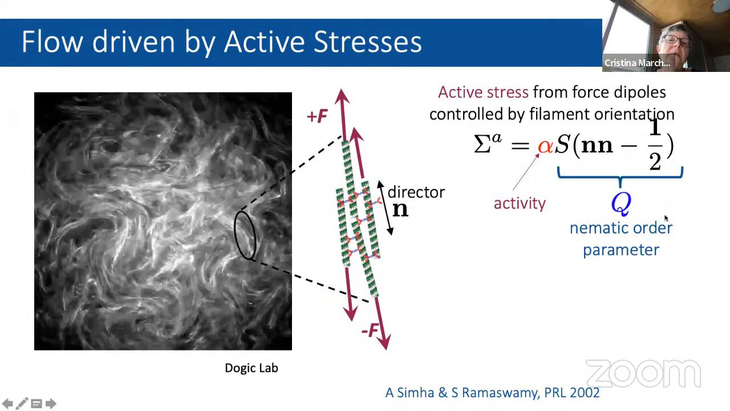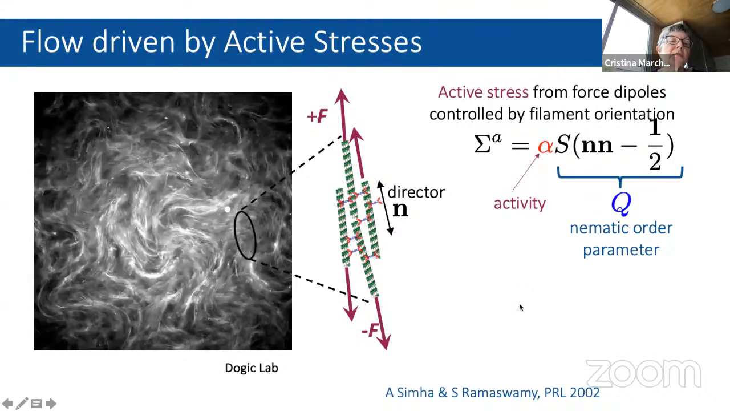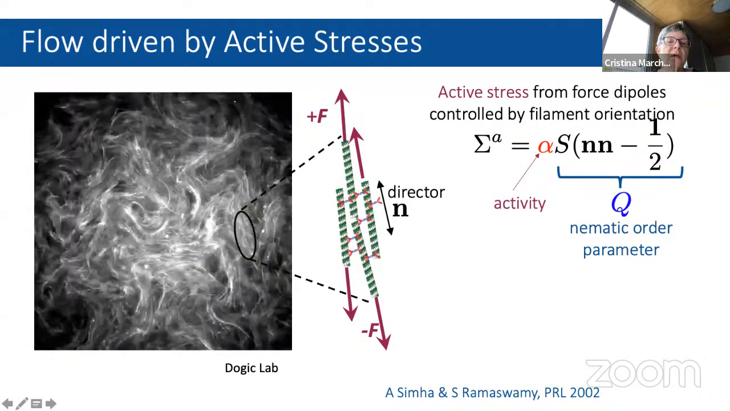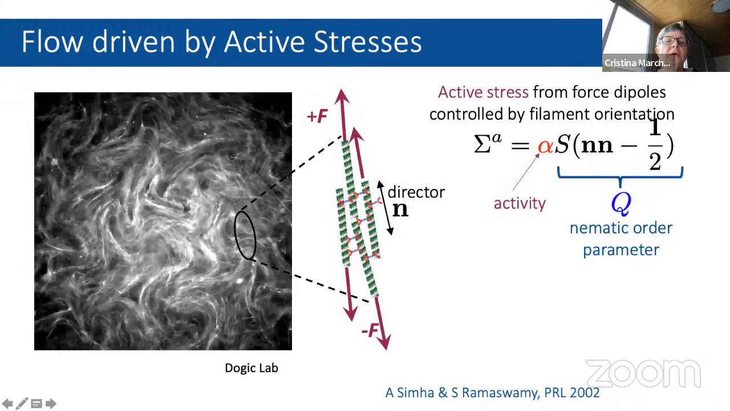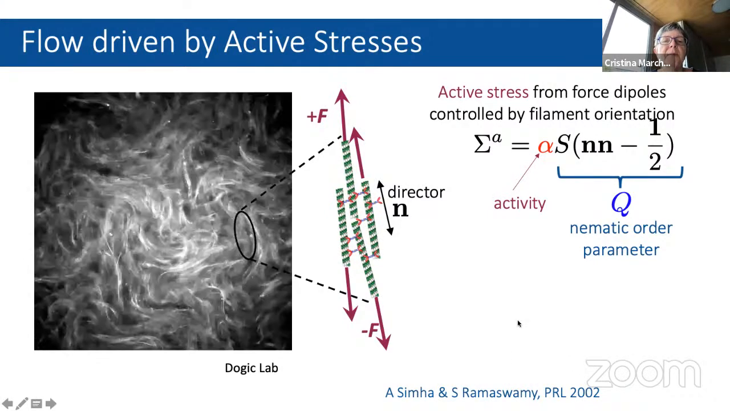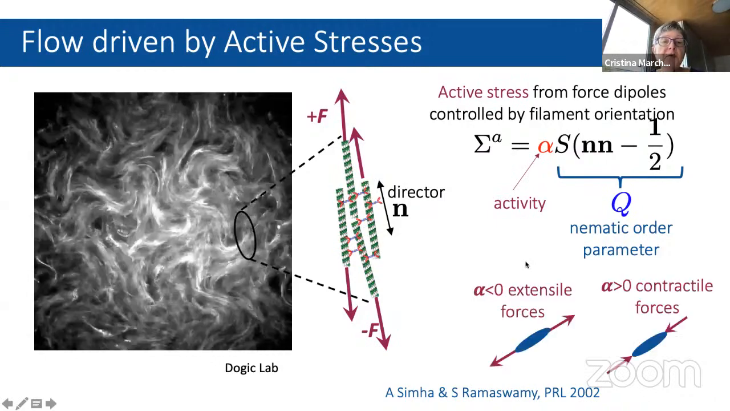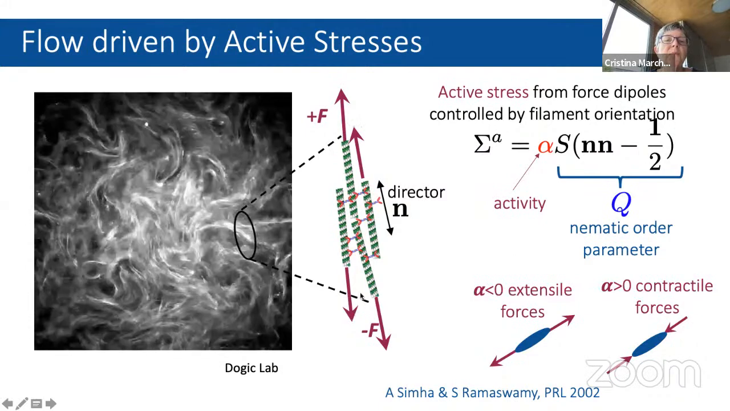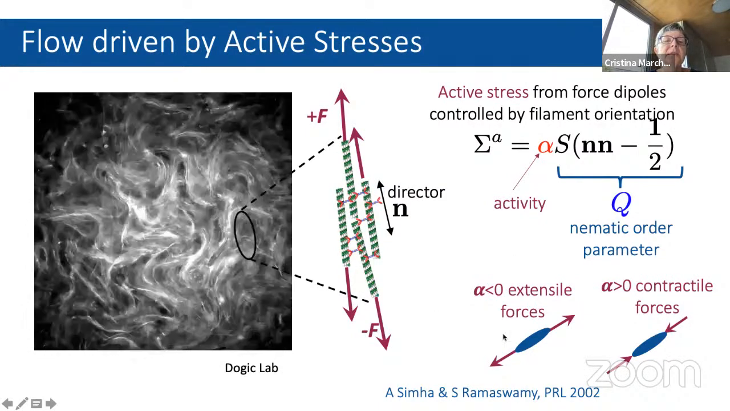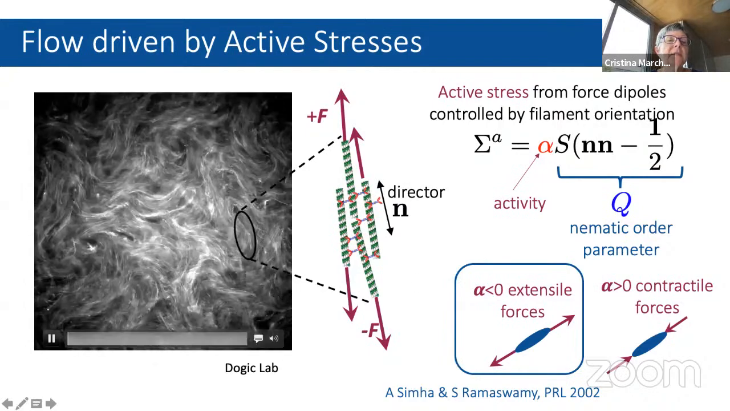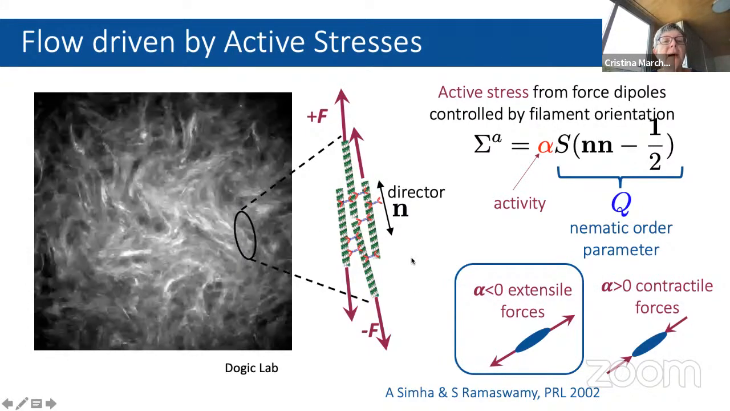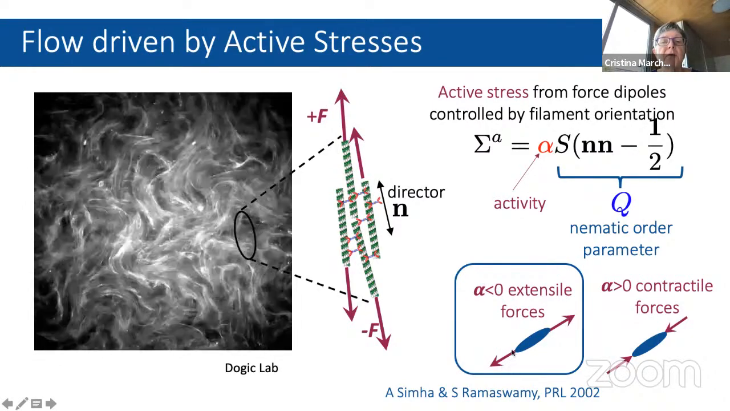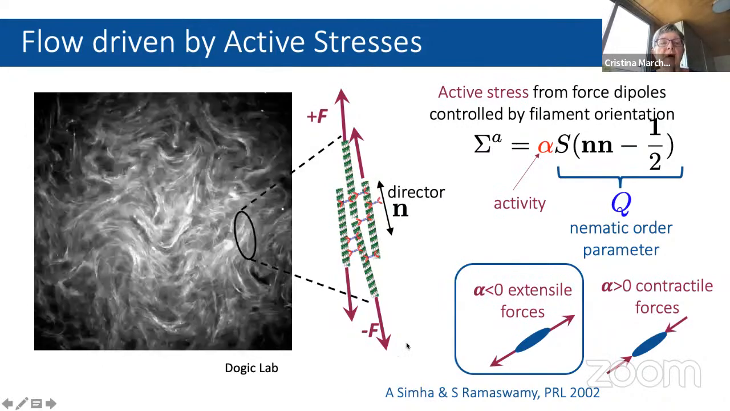And by the way, this formula for the active stress was first proposed, and its consequences for driving this motion worked out, in a paper about 20 years ago by Aditi Simha and Sriram Ramaswamy. This coefficient alpha can be both positive or negative depending on whether these force dipoles push out or pull in. The systems I'm interested in, these active gels or active nematics, as we call them, have a negative alpha, which corresponds to extensile forces or force dipoles that push outwards.